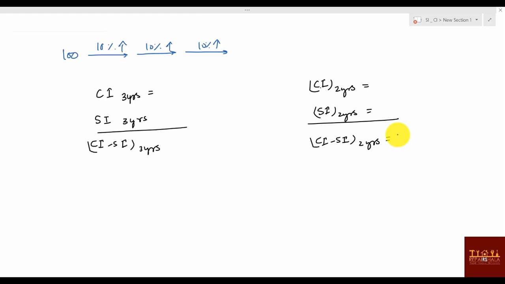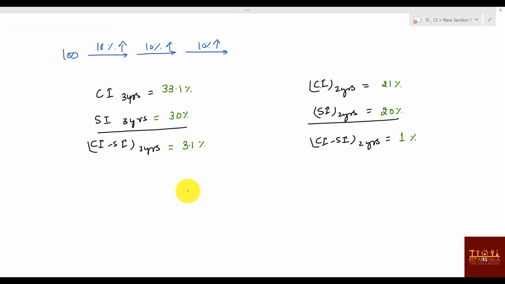In terms of percentage, CI for 3 years is 33.1%. Already we discussed this in the previous lectures. SI for 3 years will be 30%. So CI minus SI will be 3.1%. Now CI for 2 years will be 21%, SI for 2 years will be 20%, and CI minus SI for 2 years is 1%.